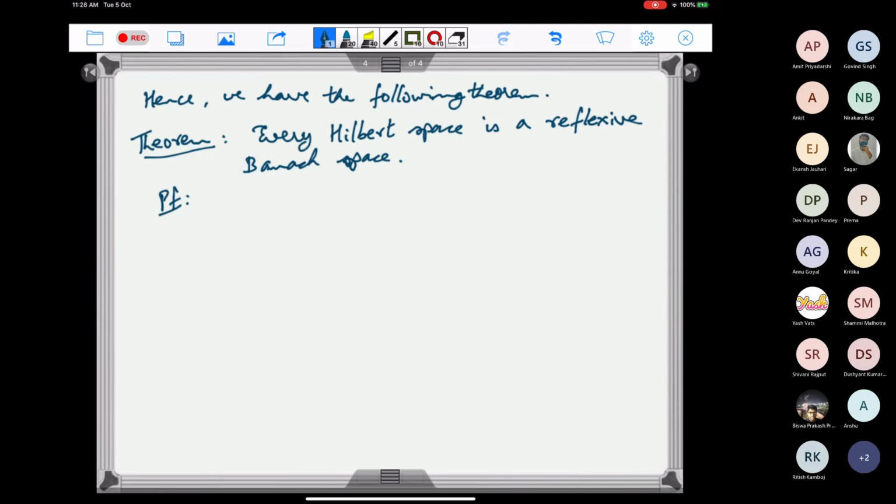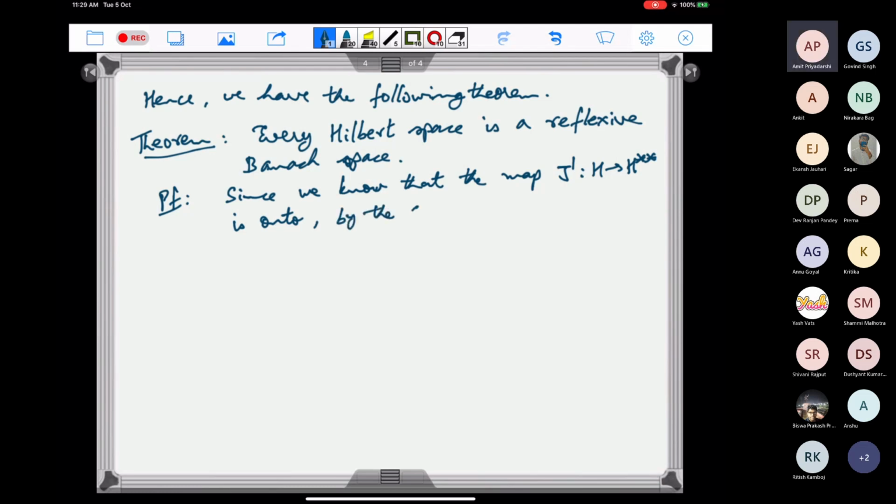Proof: since we know that the map J dash from H to H double star is onto, by the above claim J from H to H double star is onto. And this implies that H is reflexive.